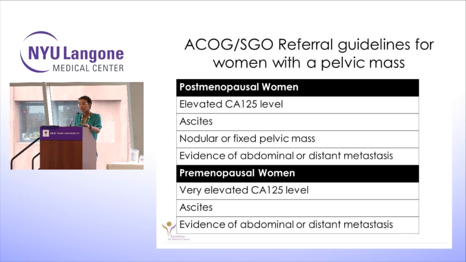There are specific guidelines in place to help us, and mostly to help general GYNs know when a cyst is complicated enough that I shouldn't be operating on this patient, I should send this patient to a specialist. The level of CA125 certainly depends on whether you're premenopausal or postmenopausal, as we discussed before. A lot of the benign conditions that menstruating women go through will elevate a CA125. So I need a really high CA125 to be aggressive in a younger patient, but it's still very helpful to know what that level is.